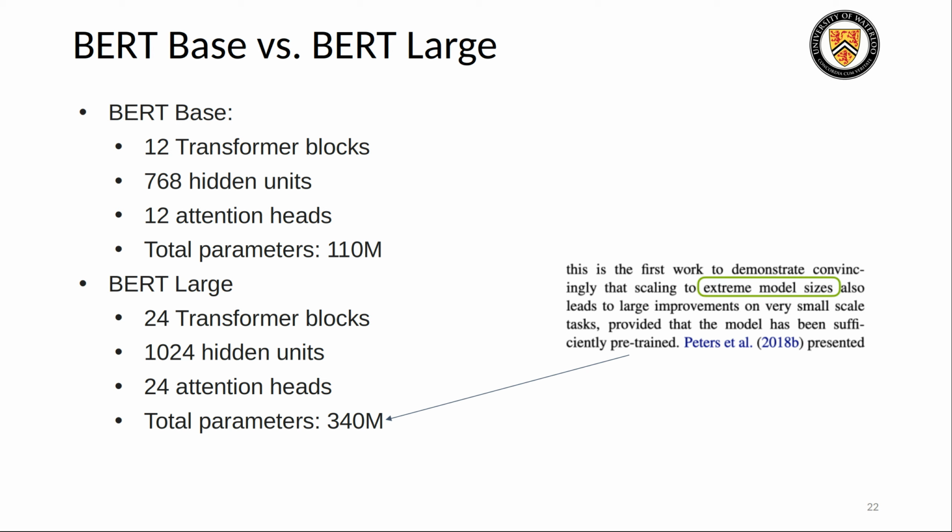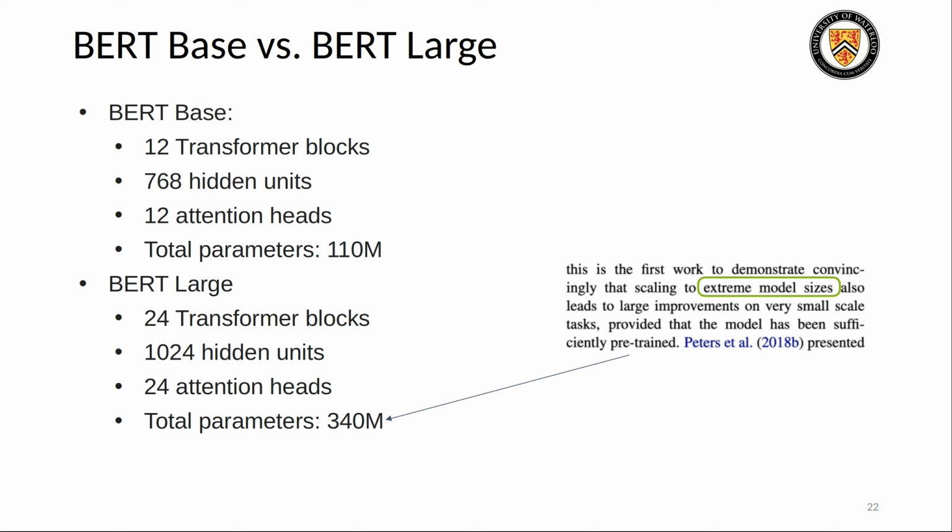So BERT comes in two sizes, BERT base and BERT large. BERT base has 12 transformer layers, 768 hidden units, and 12 self-attention heads, which in total results in 110 million parameters. BERT large, on the other hand, has 24 transformer layers, 1024 hidden units, and 16 self-attention heads, resulting in 340 million parameters.